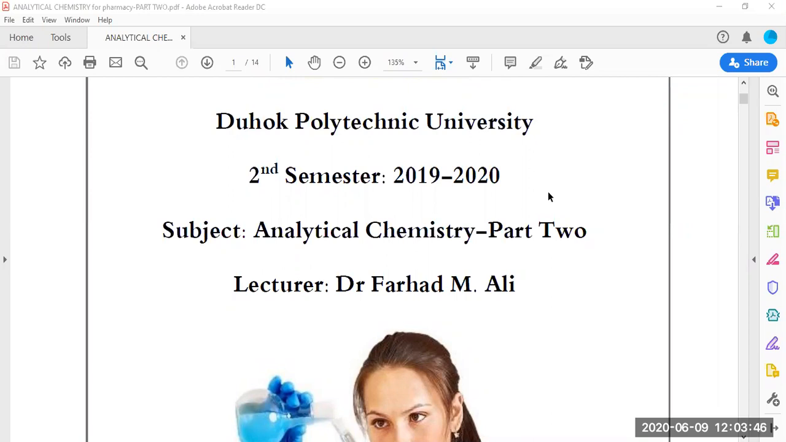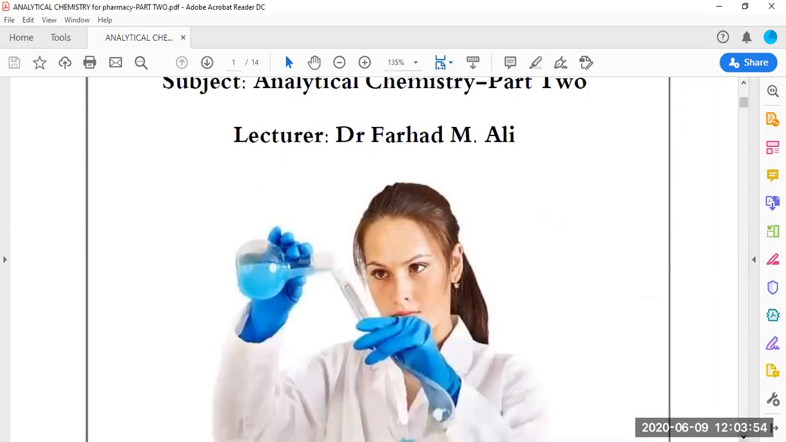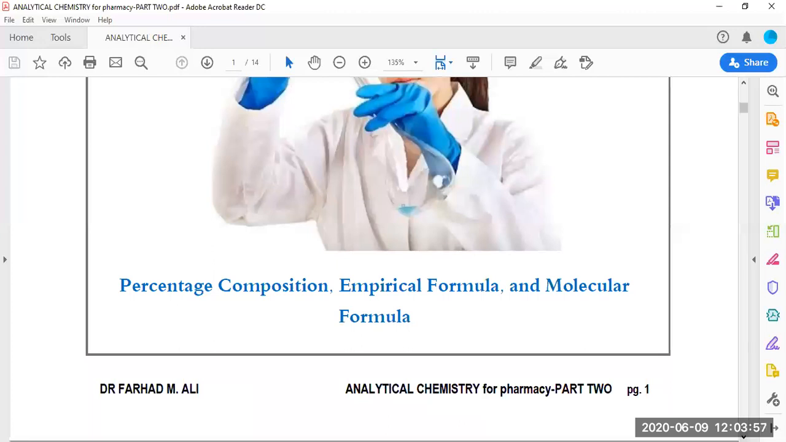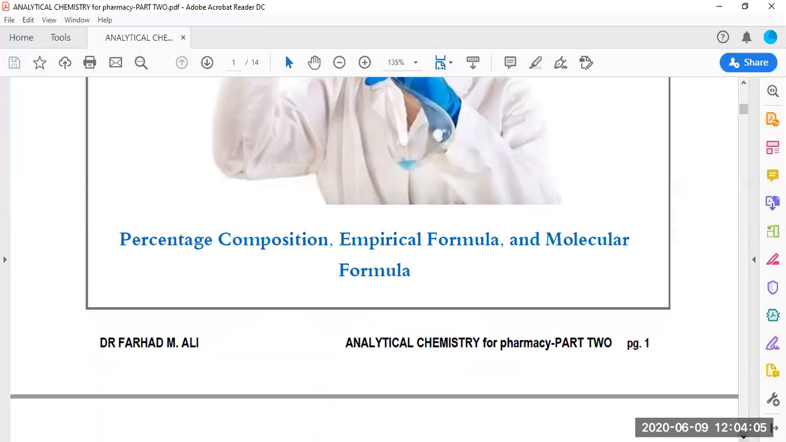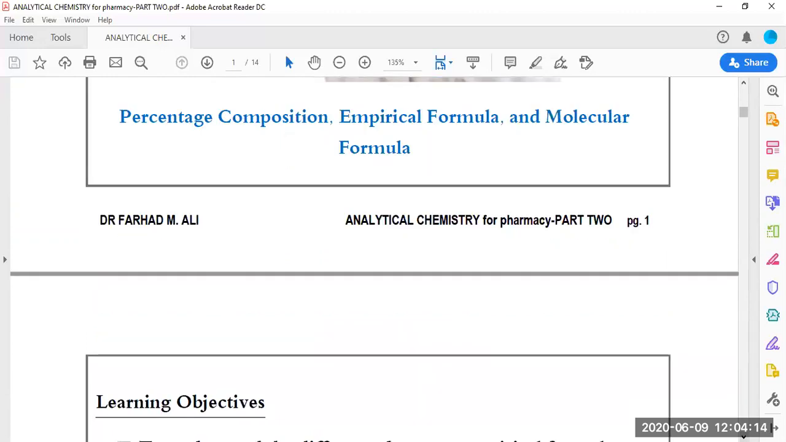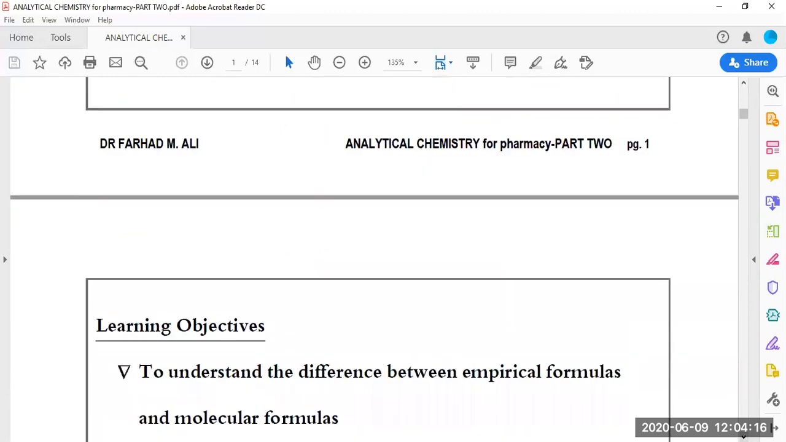This is Analytical Chemistry Part 2. We finished Part 1 and now we're carrying on with Part 2. In this part, we will talk about how to find out percentage composition, empirical formula and molecular formula. We need these, especially as you are a pharmacist. You need to know how to calculate and how to know the molecular formula, what it means, and how to find it out.